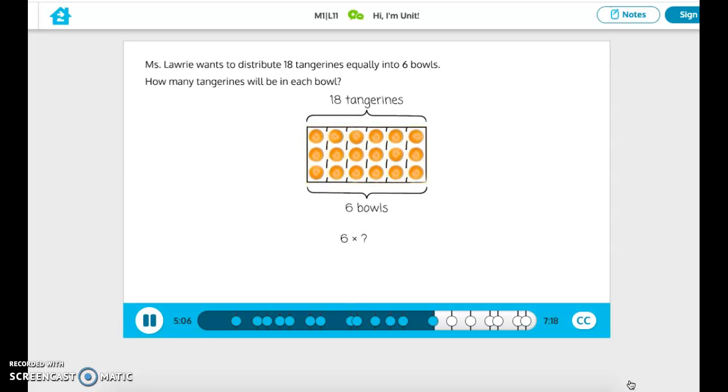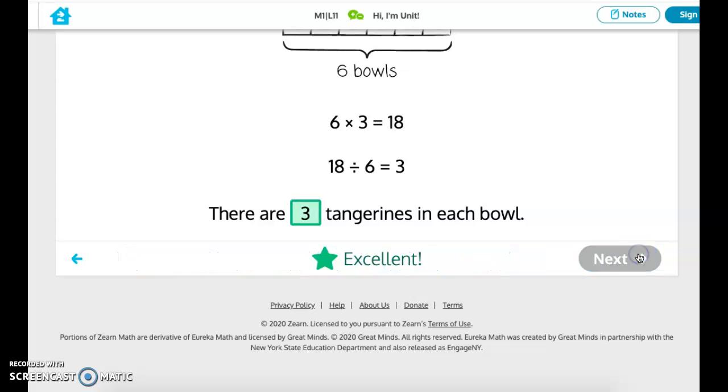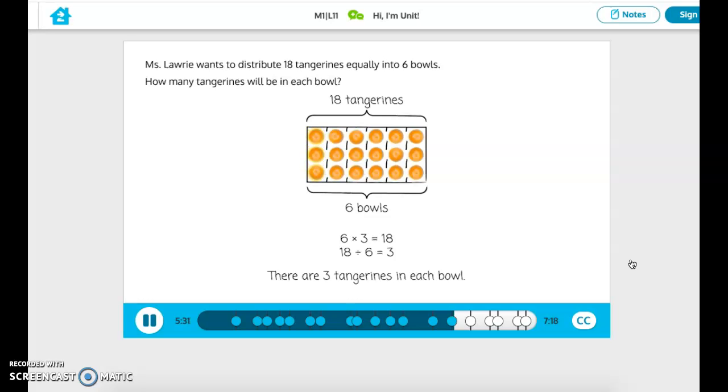Six groups times our unknown, the number of tangerines in each bowl, equals 18 total tangerines. And 18 total tangerines divided into 6 groups equals our unknown. There are 3 tangerines in each group, so that's our unknown. That's right. Complete the answer sentence. There are 3 tangerines in each bowl. Awesome.